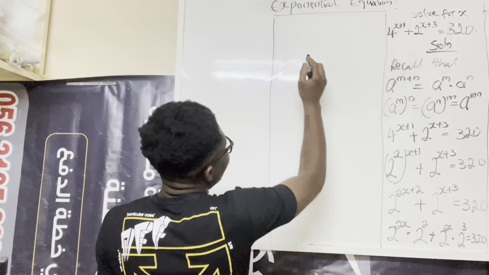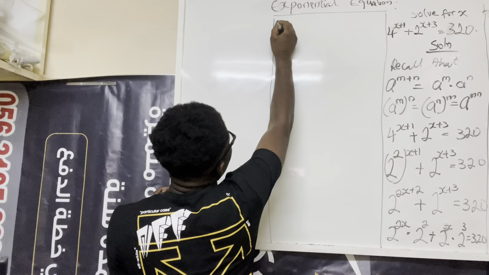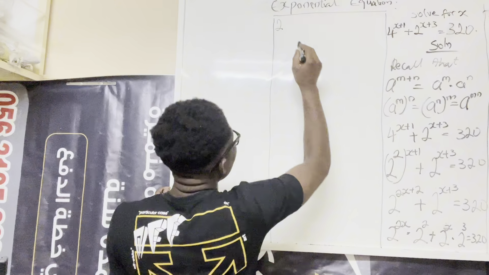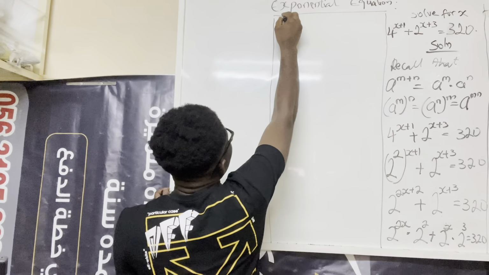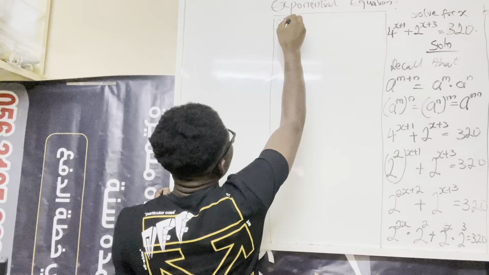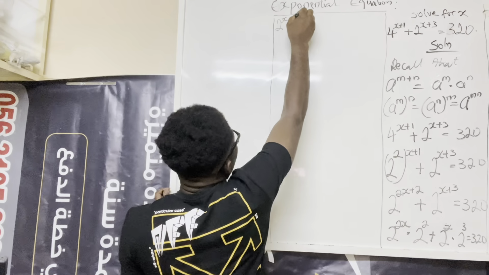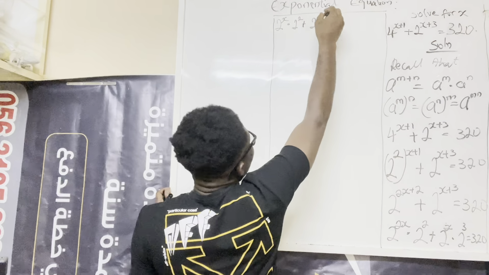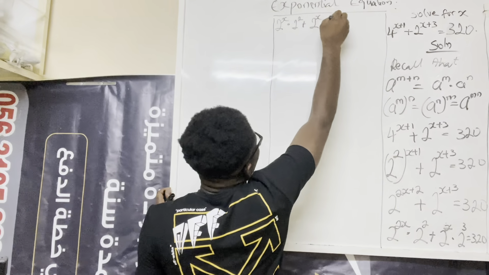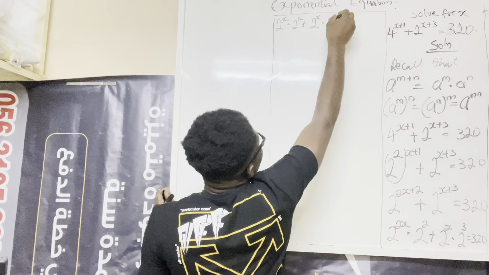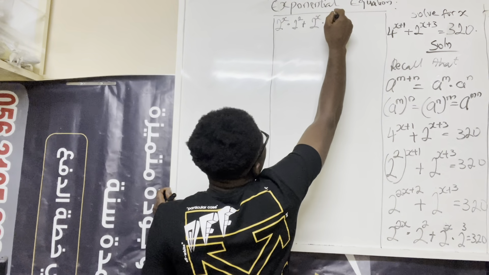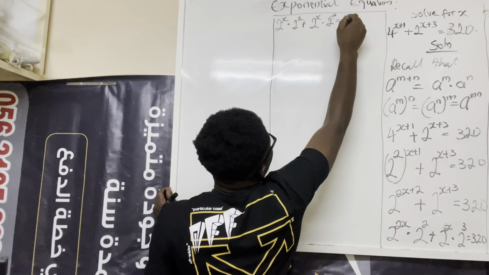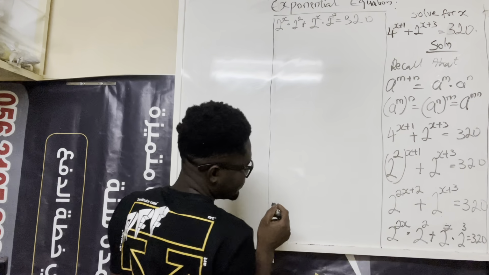I have this one as 2 raised to power of 2x. Let me repeat the question here: 2 raised to power of 2x multiplied by 2 raised to power of 2, plus 2 raised to power of x multiplied by 2 raised to power of 3, equals 320.